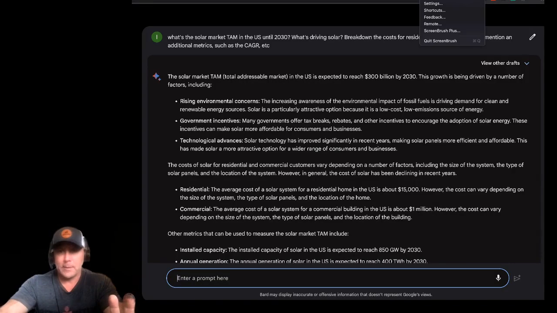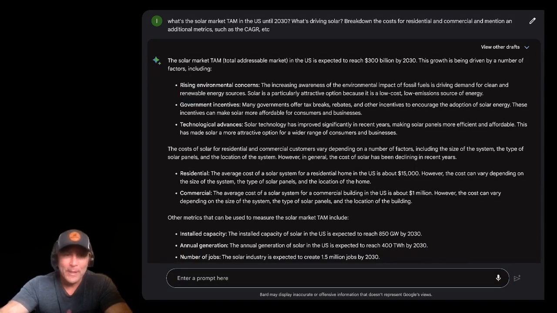And then I promise, last on the solar, but I made a pit stop in Google Bard. And here's the prompt, if you can see this. But I asked, what is the TAM, the total addressable market in the US until the end of the decade? What's driving solar? Then I wanted to break down the cost for residential and commercial, as well as mention the CAGR, the cumulative average growth rate. So right here, the TAM, it's expected to reach $300 billion by 2030.